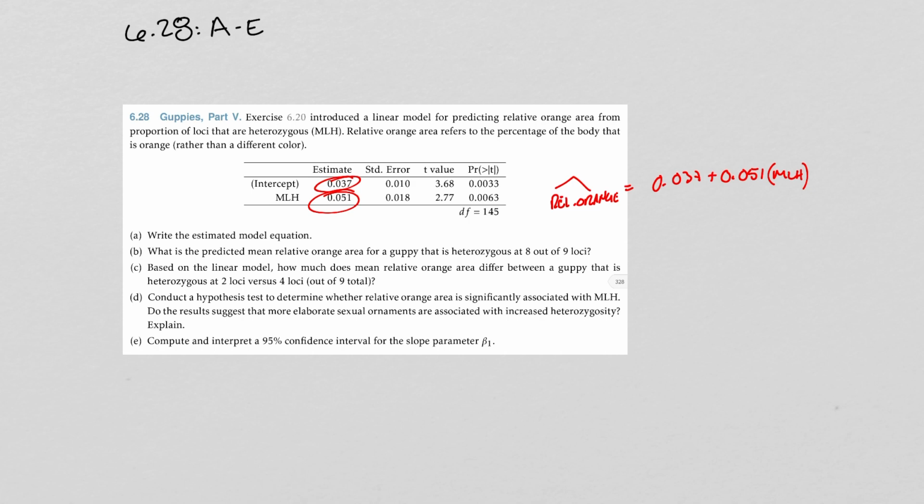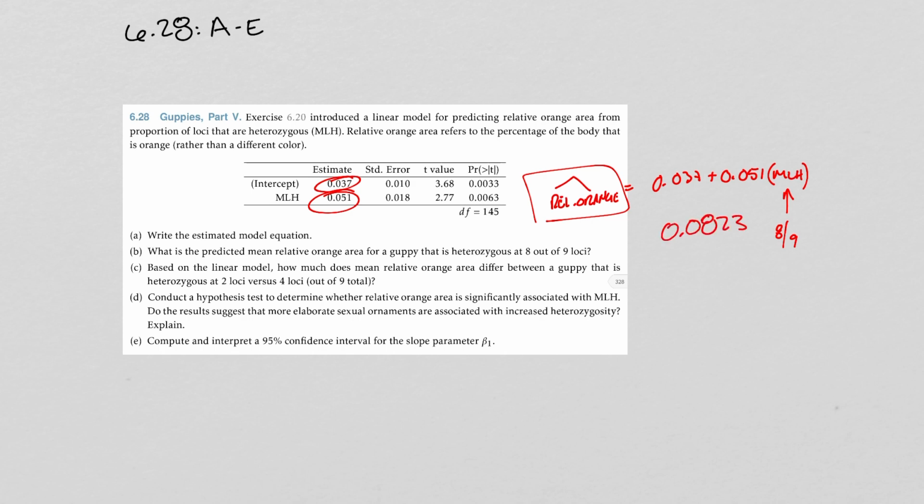Okay. What is the predicted mean relative orange area for a guppy that is heterozygous at 8 out of 9 loci? Okay, so you just replace the MLH with 8 out of 9, and you solve for this. Okay, and that is about 0.0113. Sorry, no, 0.0823.